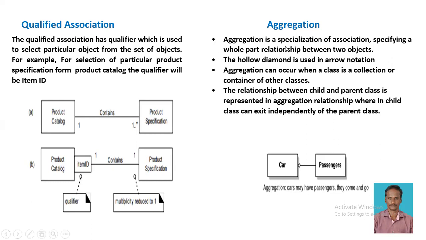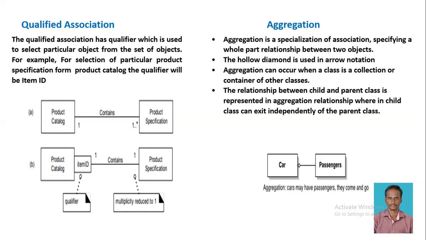The next one is aggregation. Aggregation is a specialization of association specifying a whole-part relationship between two objects. The hollow diamond is used in arrow notation. Aggregation can occur when a class is a collection or container of other classes. The relationship between child and parent class is represented in an aggregation relationship, wherein the child class can exist independently of the parent class. An example is given.